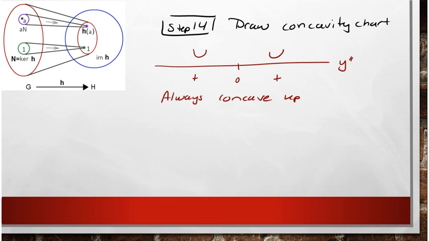And so now I'm ready to draw my concavity chart. That's what it looks like. Positive before, positive after. What does that tell me? It's always concave up. It's never going to change concavity.